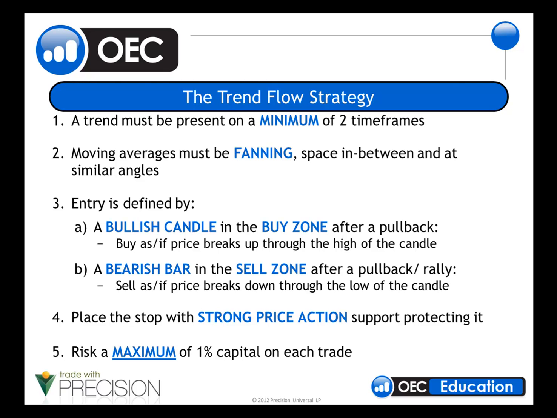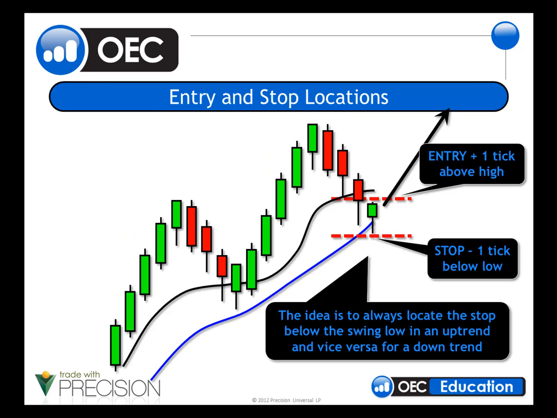You have to wait for the close of the setup bullish or bearish candle in order to have the entry completely defined. So you're actually placing your order as the next candle is actually forming. Then we place our stop behind the higher low in an uptrend or above the lower high in a downtrend to protect it. And we risk a maximum of 1% on each trade, regardless of how strong the trend is or how good the trade looks.